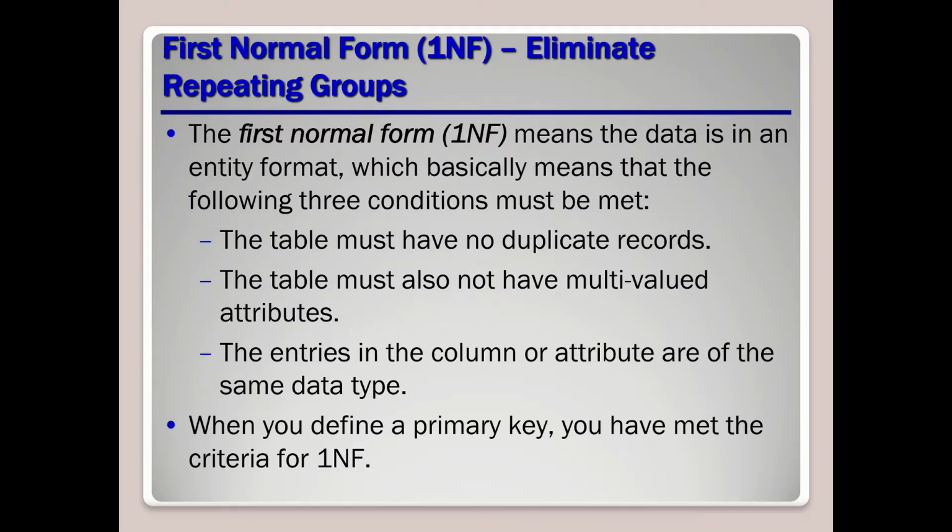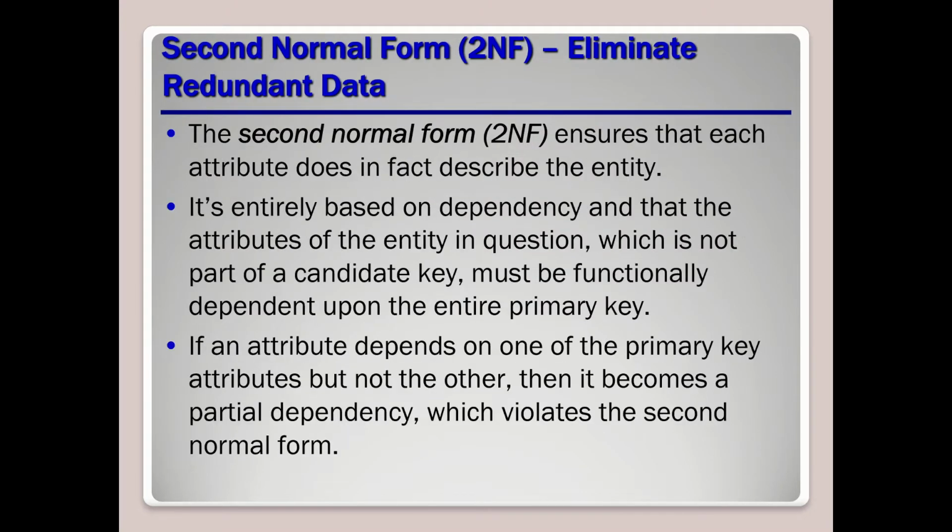First normal form, 1NF, eliminate repeating groups. The first normal form, 1NF, means that data is in an entity format, which basically means that the following 3 conditions must be met. The table must have no duplicate records. The table must not have multiple value attributes. The entries in the columns or attributes are of the same data type. When you define a primary key, you have met the criteria for 1NF.